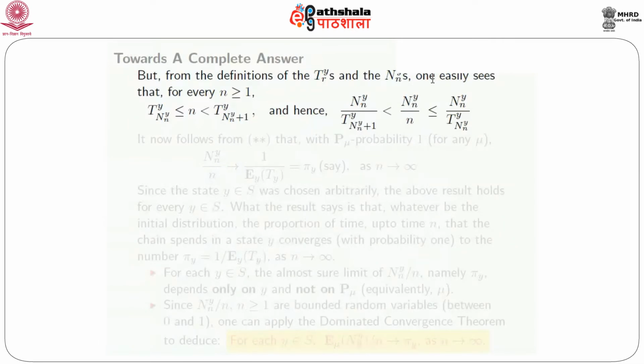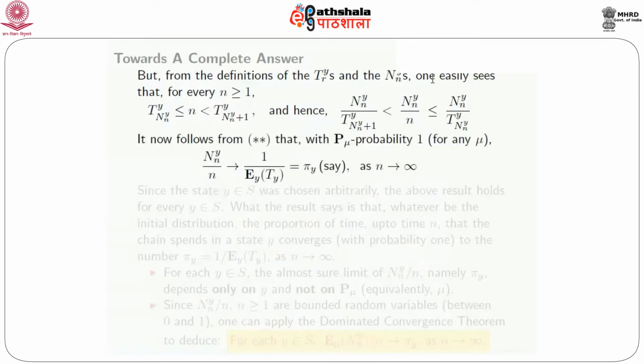So for example, suppose N_y is 10. That tells you that there have been exactly 10 visits to y up to time n. And naturally then, the time of the 10th visit has to be less than or equal to n. But what's more important is that n has to be strictly less than the time of the 11th visit, because exactly 10 visits have happened up to time n. So that's why this second strict inequality. Of course, from that you get the other inequality trivially.